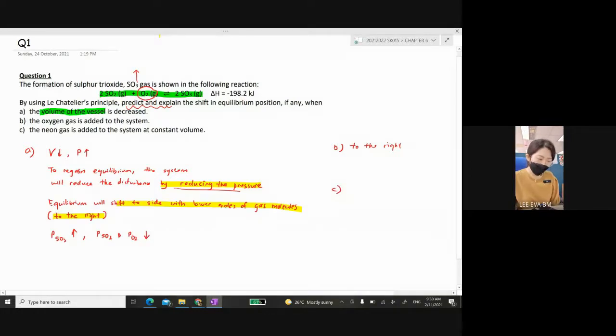How about scenario C? Neon gas is added to the system at constant volume. No change in equilibrium. At constant volume, total pressure will increase, but the partial pressure remains unchanged. So in your explanation, you must mention that the partial pressure of each gas remains unchanged. Therefore, there is no equilibrium shift. You must remember the condition: constant volume, no change. Constant pressure, what happens? According to the explanations you have.